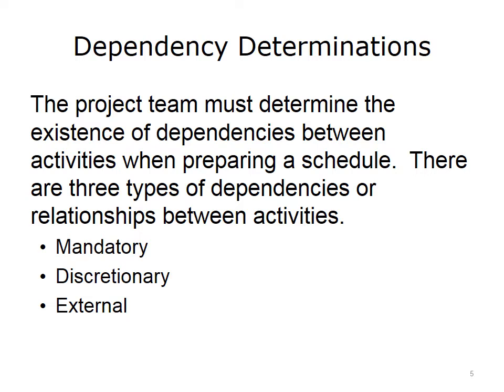In discretionary dependencies, the project manager uses a best practices approach in sequencing activities. Discretionary dependencies are also known as soft or preferred logic. Example: plumbing and electrical work in construction can be performed in either sequence. In external dependencies, something is required from outside the project that can impact the sequence of activities. Examples: permits, inspections.